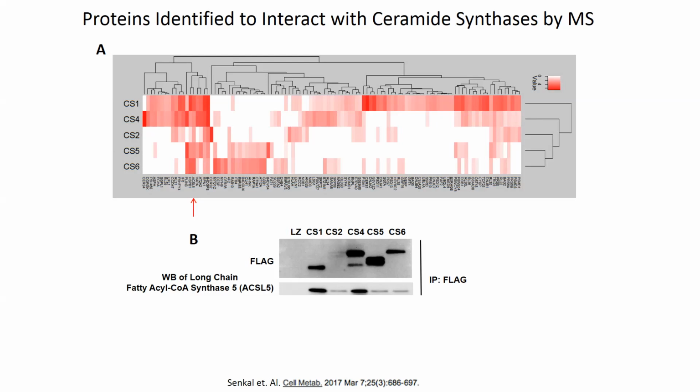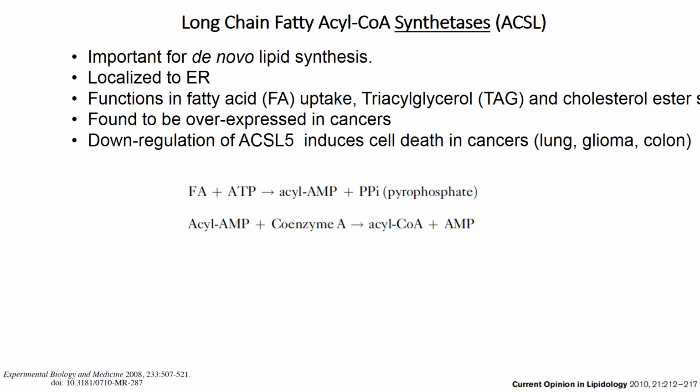And this just proves that when you bring down each of your proteins, that's each one of the ceramide synthases, you immunoprecipitate it, and then you do a Western blot, you can see that they actually all interact at different strengths. So this is a biochemical proof that they are interacting. So what about this protein? This protein is called long-chain fatty acyl synthetase.